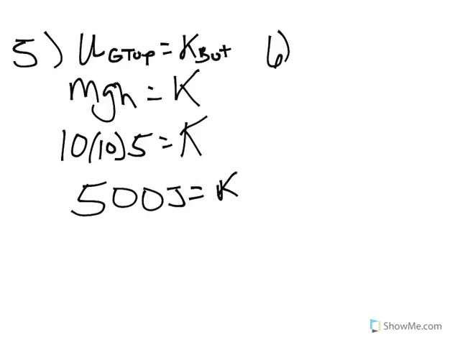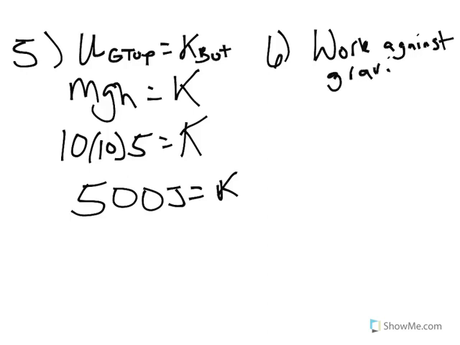Number 6, a 20 newton block is at rest at the bottom of a frictionless incline as shown in the diagram. How much work must be done against gravity to move the block up the incline? So we're doing work against gravity. So the question you have to ask yourself is, which direction does gravity act?